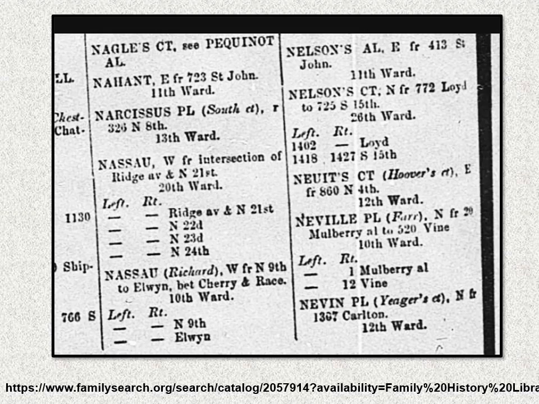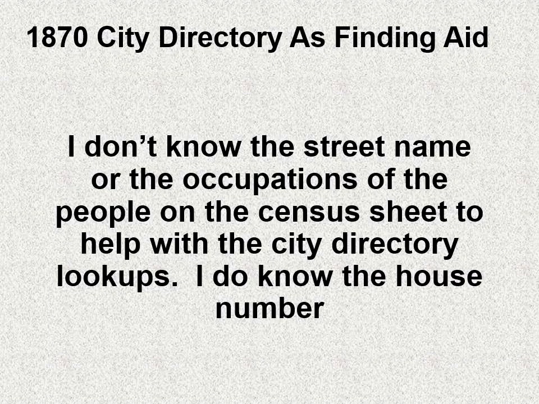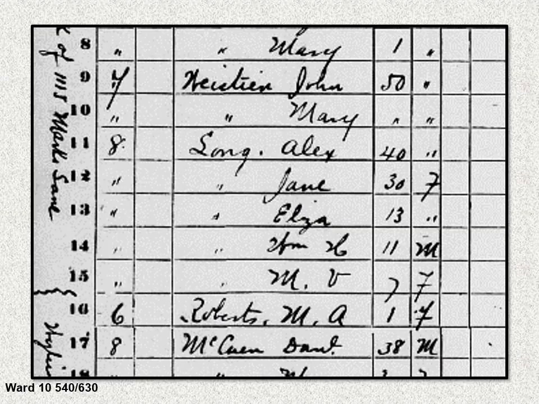So I come here and I'm looking for the street name. It's not on the city directory. Oh, but look at all the number of small alleys, courts, and places off of specific addresses, such as Nevin Place, which is from 1307 Carlton. Actually, I couldn't find that on my maps even. So I don't know the street name or the occupations of the people on the census sheet to help with the city directory lookups, but I do know the house number.